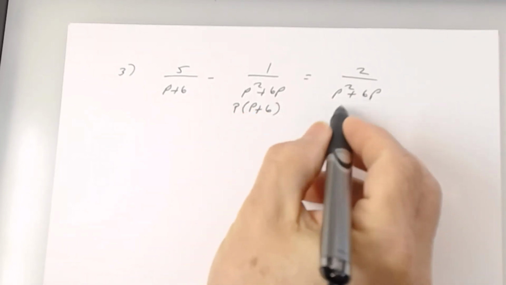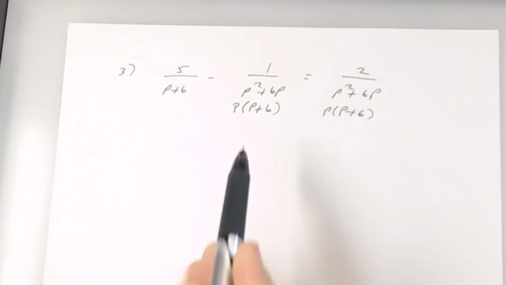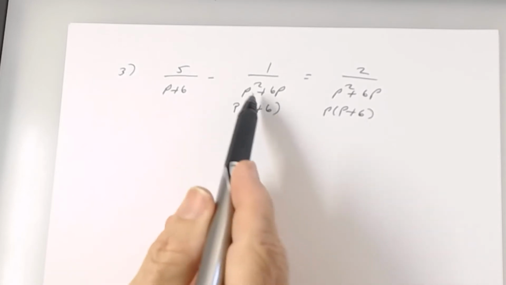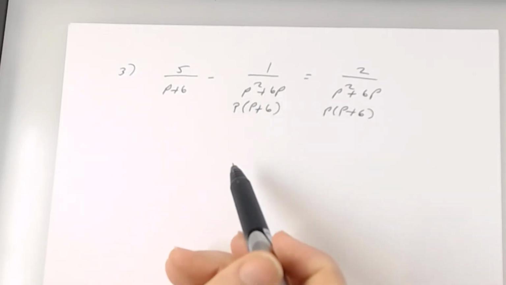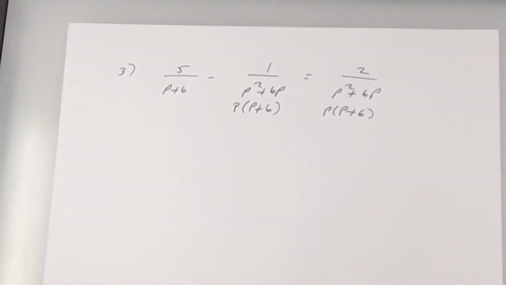Can I factor the third one? It's the same thing, right? You can always check yourself by distributing back. P times p is p squared. P times 6 is 6p. So every factor you see has to be part of the LCD.